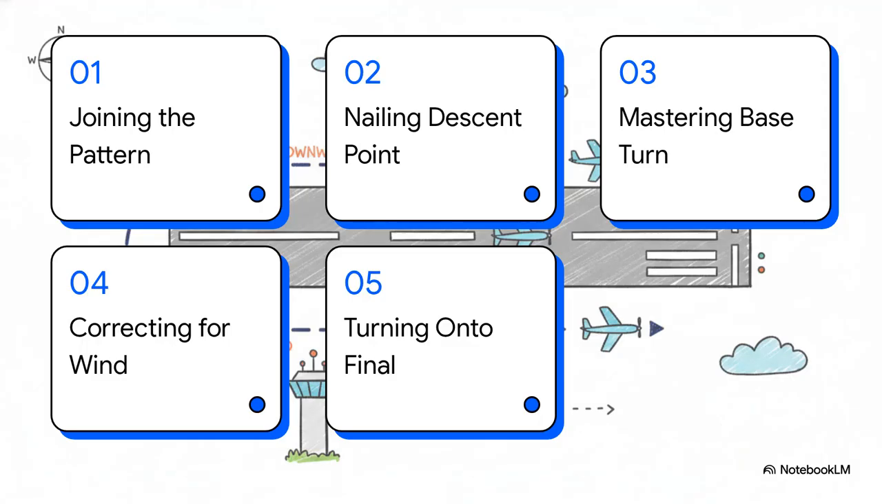Consider this our pre-flight briefing. Here's exactly what we're going to practice today. 1. Joining the traffic pattern. 2. Nailing your descent point. 3. Mastering the base turn. 4. Correcting for the wind. And 5. Turning onto final approach.